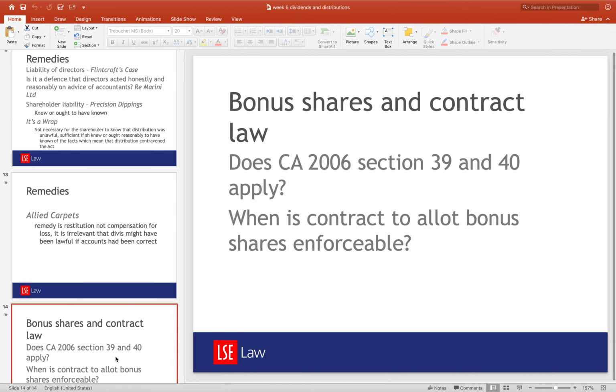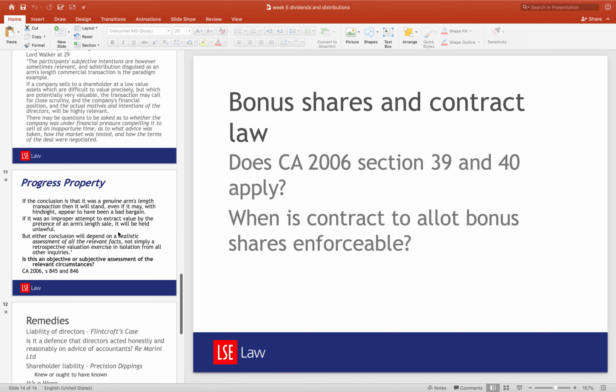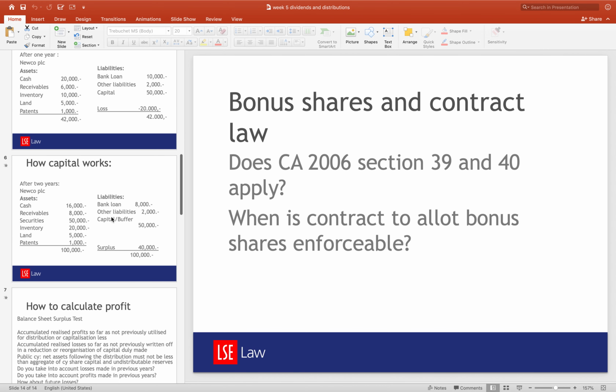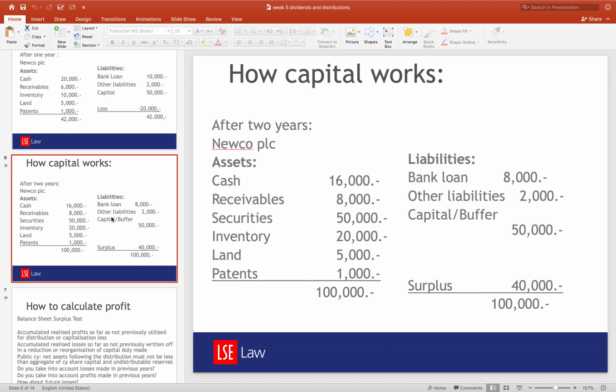And then there's a knock-on topic which we didn't cover very much. So this distribution rule is designed to protect creditors, to prioritize creditor claims and put them before the shareholders can receive a return. And that is done by comparing assets and liabilities and then adding an additional sum as a liability, which serves as a blocker for distributions. So that's the logic of the capital maintenance regime.